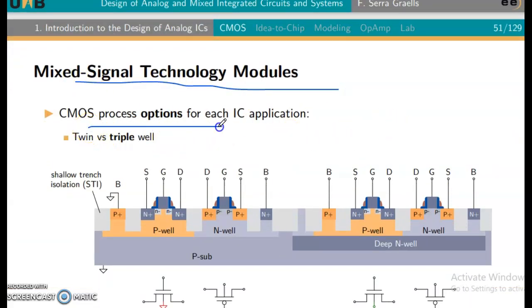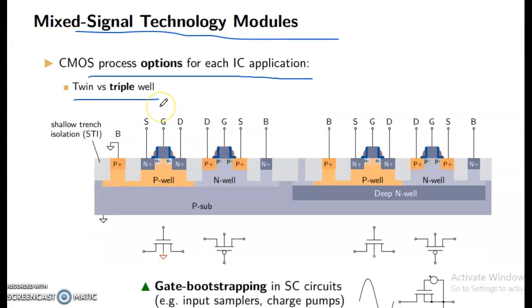Mixed signal technology modules. CMOS process options for each IC application: twin versus triple well. Shallow trench isolation, STI. Here, P plus. Source, drain, N plus. Source, P1. And then gate, N minus. This one N plus.